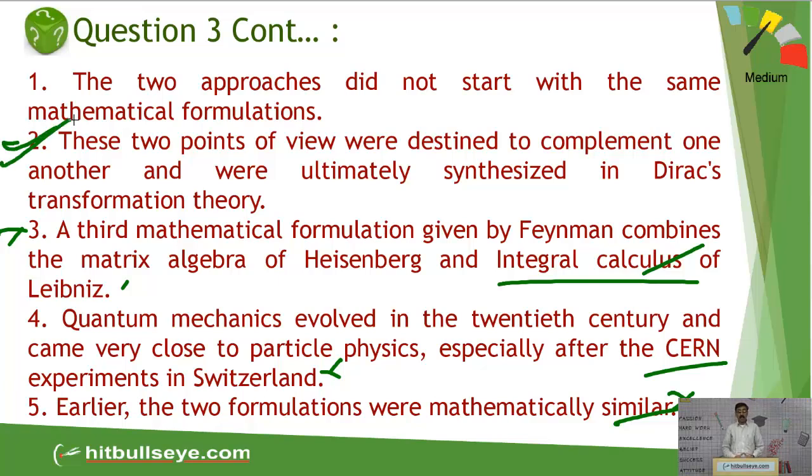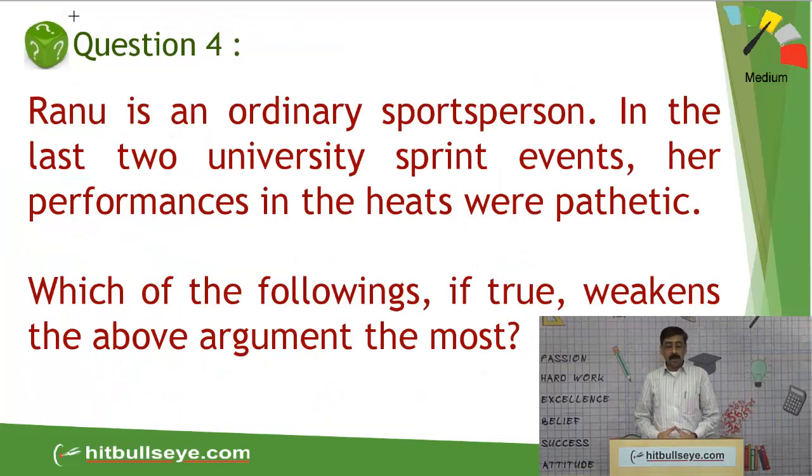So we are left with only option number 2 as the answer. It says these two points of view were destined to complement each other and were ultimately synthesized in transformation theory. Both theories were used to formulate one formula. So this would logically follow; we can draw this conclusion out of the given facts. Now question number 4, based on critical reasoning.